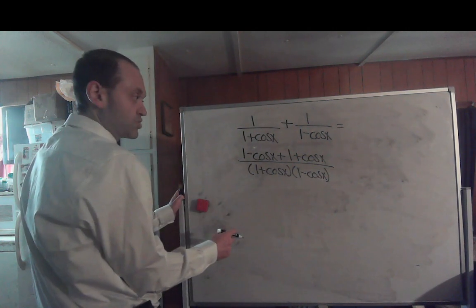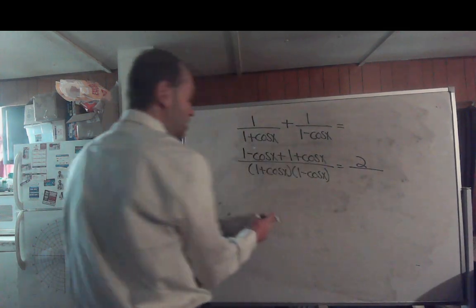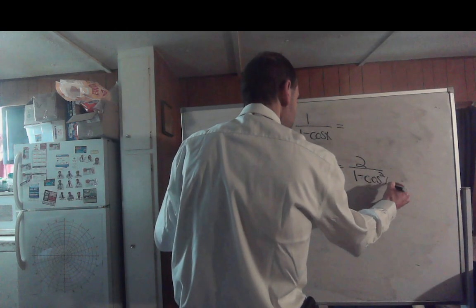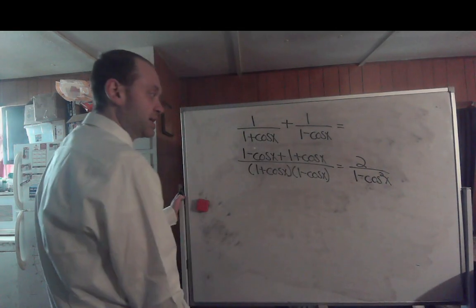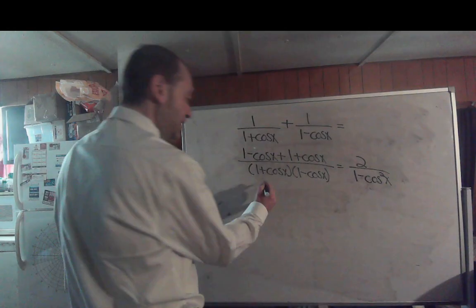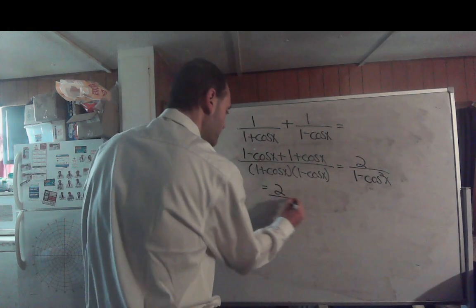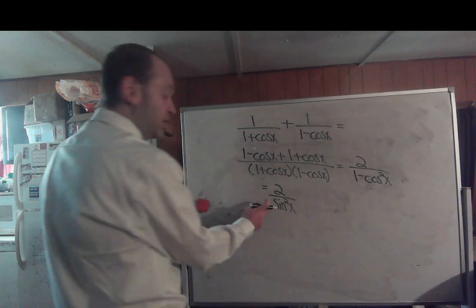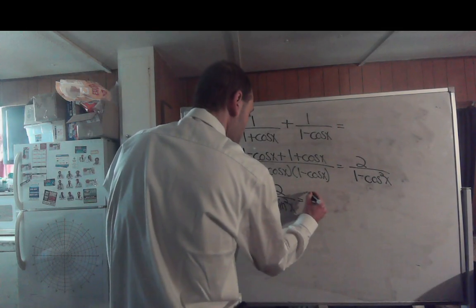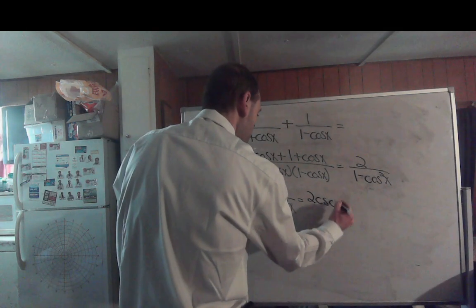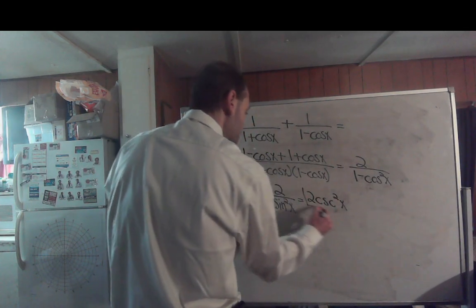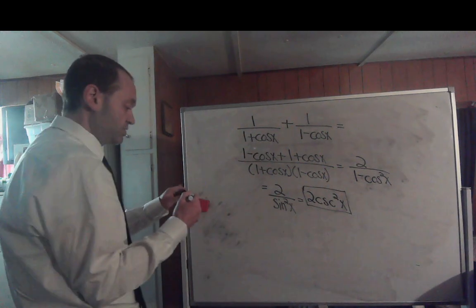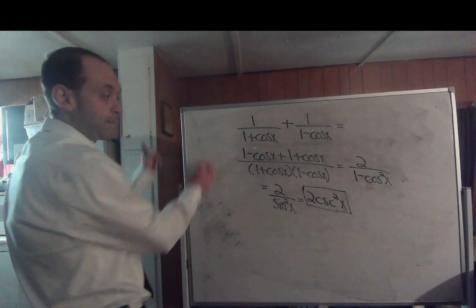Well, the numerator is just going to simplify into 2. You'll end up with 2 all over 1 minus cosine squared of x. Well, now what's 1 minus cosine squared? That's the sine squared, so this would end up being 2 over the sine squared of x. Well, that means this is going to be 2 cosecant squared of x. So this should simplify into 2 cosecant squared of x.